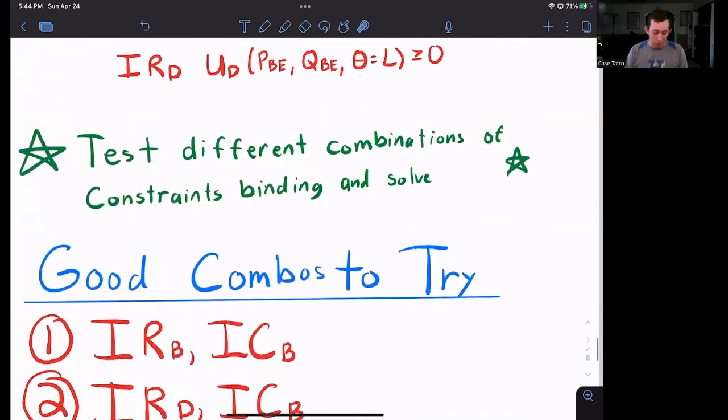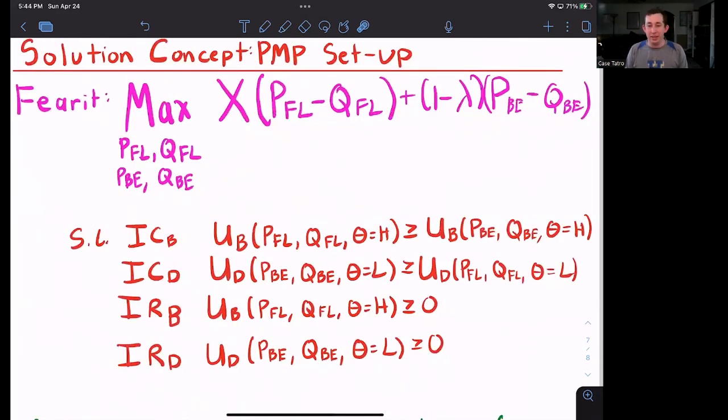So hopefully this gives you a better sense of how to set up the adverse selection problem, how it works in a more mathy version.